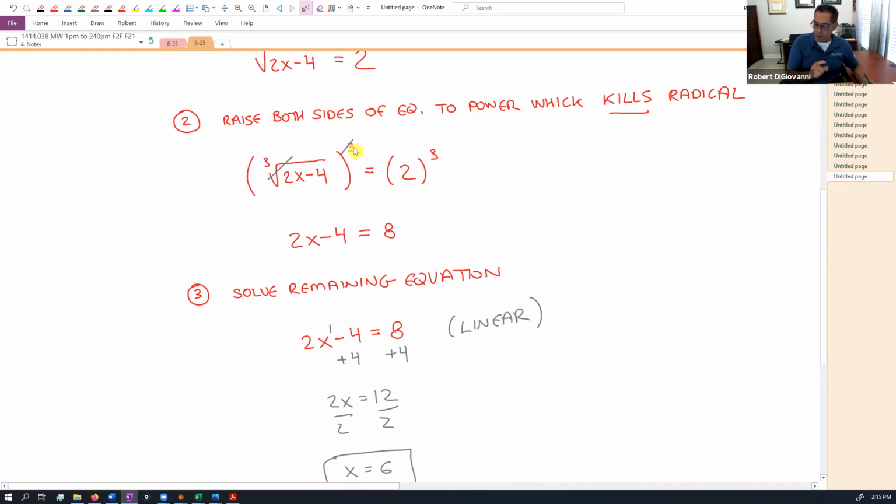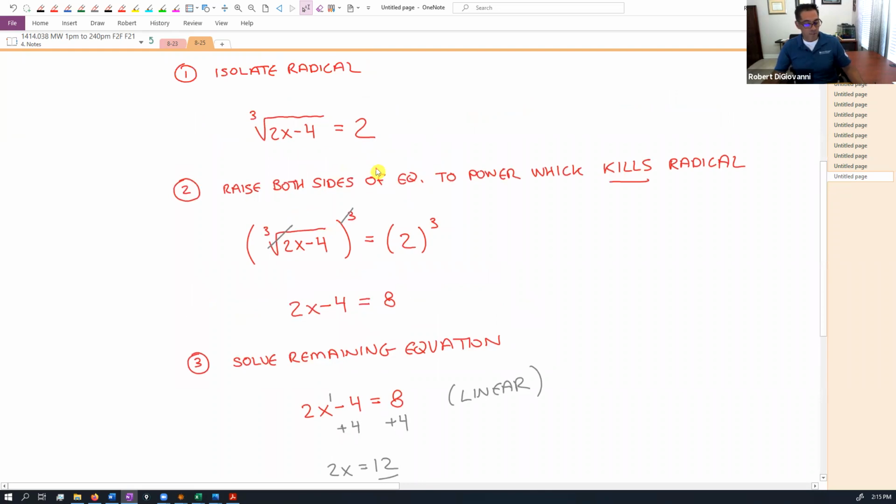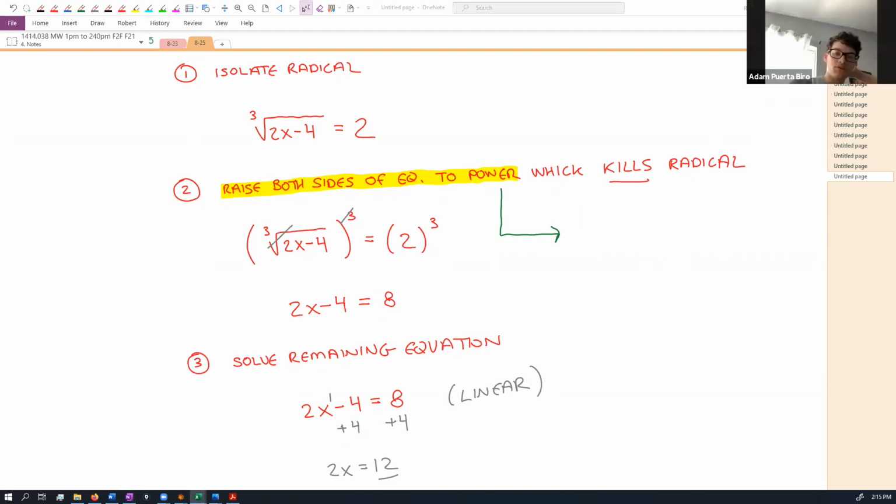I thought you were going to ask me something else, but there's something I need to say about this that's very important. When you raise both sides of the equation to that power, you need to look at that power, and you need to be very careful with that power. So let's see, Adam, maybe you can help anyway.